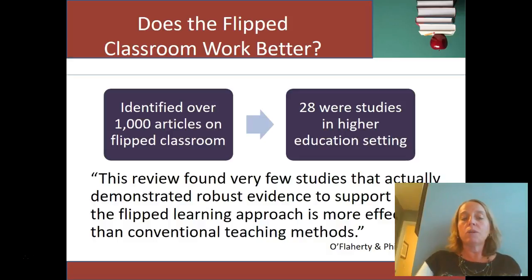And what they found was that the review found very few studies that actually demonstrated robust evidence to support that the flipped learning approach was more effective. Didn't say it was less effective, so they just had difficulty finding evidence that it was more effective. So it does certainly raise the question, I wonder if all this rave is actually translating into increased learning or not.